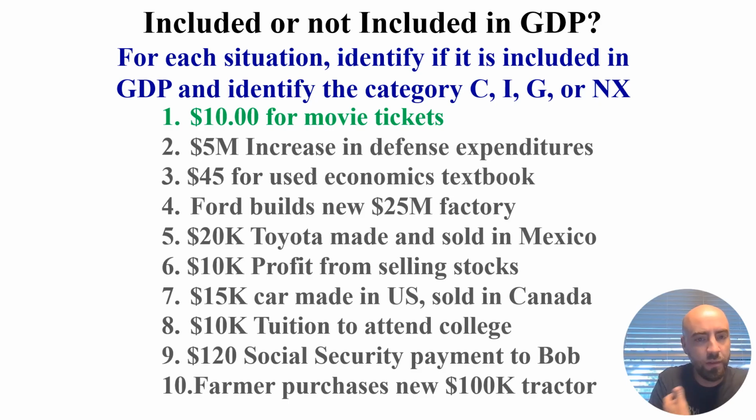You're buying a service, a movie ticket. It sounds like a good, but really you're buying a service. They're showing you a movie. You get to sit there and watch it. Number two, a $5 million increase in defense expenditures. That's a fancy way of saying that the government is increasing spending on military goods, defense goods. So that would be considered government spending, and it would count toward GDP.